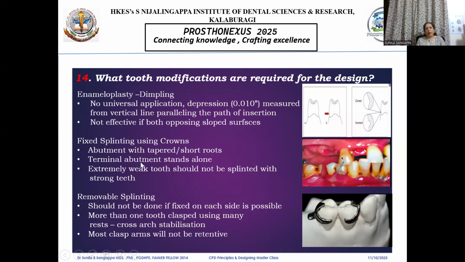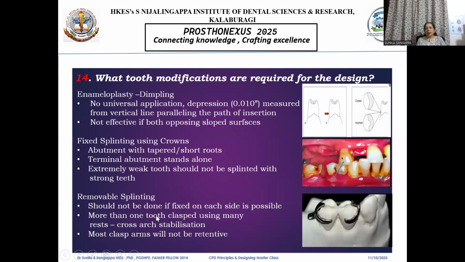The next modification that can be considered is fixed splinting, as seen over here in case of a lone standing tooth, and also in case the abutment teeth have shorter roots and are tapered. Then we can have a combination of a fixed prosthesis with a bridge over here as well as the removable RPD. But one important point to note is extremely weak teeth should never be splinted with strong teeth.